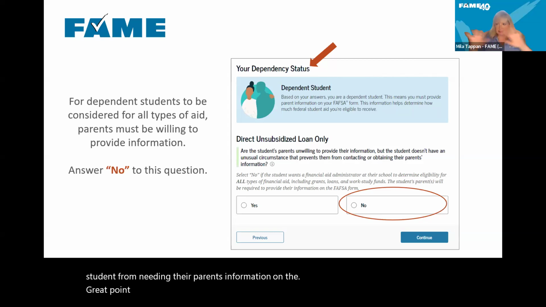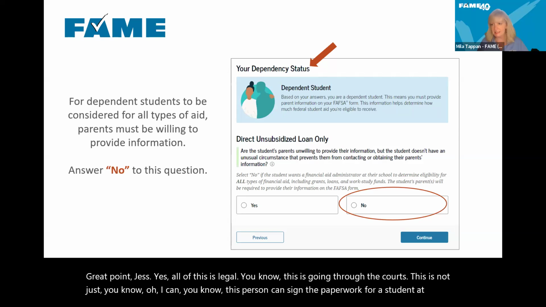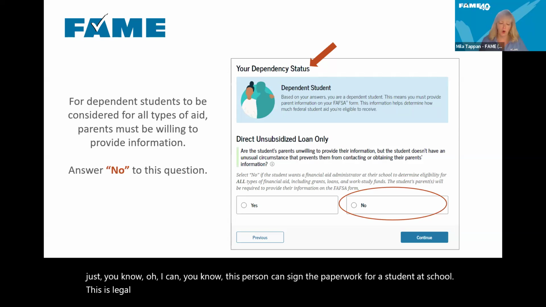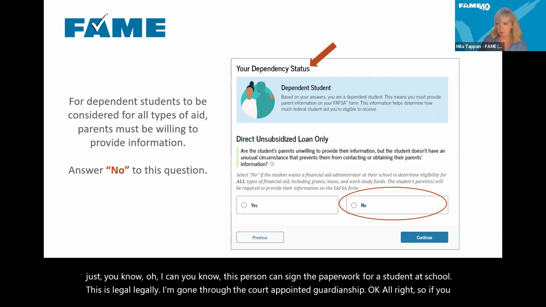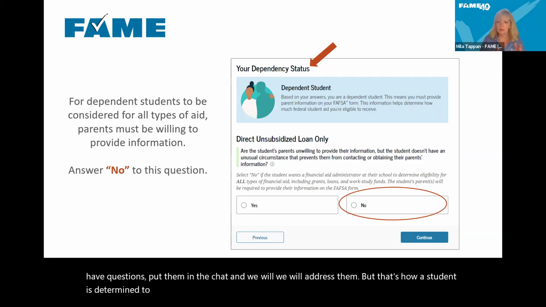Yes, all of this is legal. This is going through the courts. This is not just, oh, this person can sign the paperwork for a student at school. This is legally gone through the court-appointed guardianship. Okay. All right. So if you have questions, put them in the chat and we will address them. But that's how a student is determined to be independent or dependent.